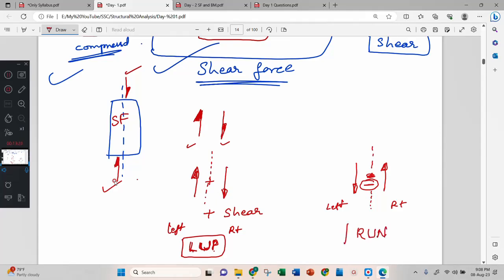You remember these two notations. Run means right up negative, look means left up positive. Okay, this is the sign convention. Whenever we calculate shear stress, shear force, then upward positive, downward negative, no, don't call like that. Upward positive, downward negative is gone.